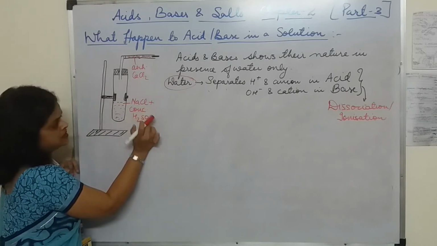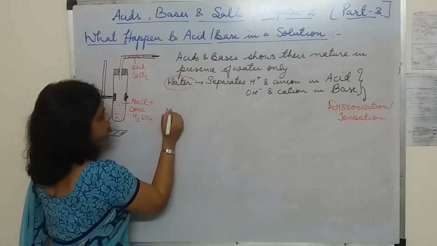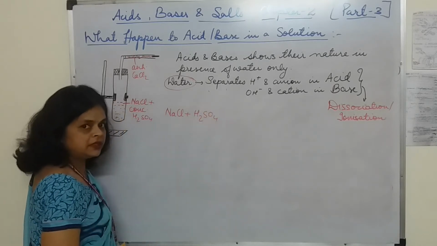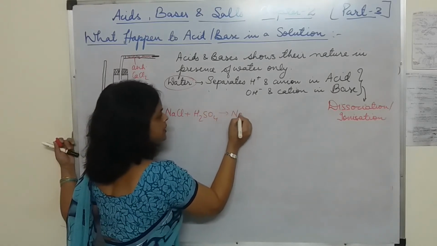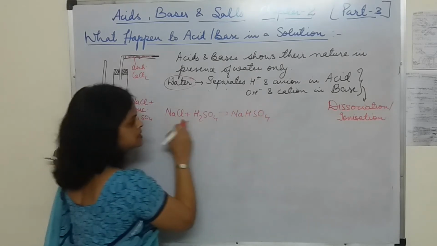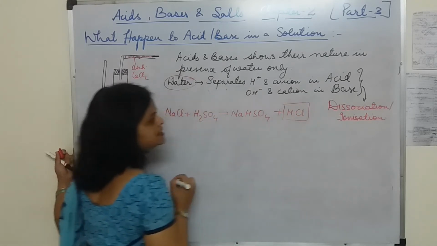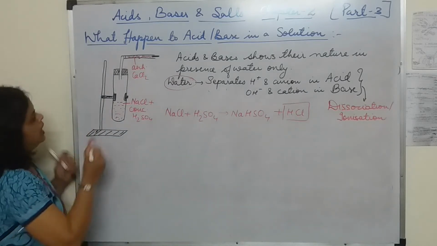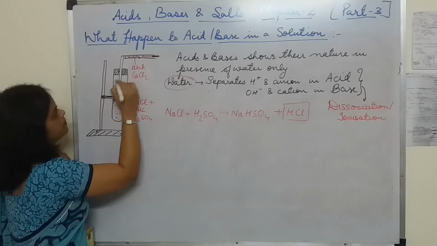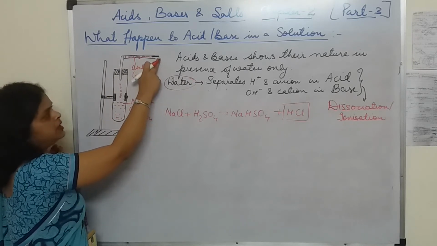When the two, NaCl and H2SO4, react, what happens? Let's write the reaction, NaCl plus H2SO4. When the two react, it forms NaHSO4 plus 1 H combines with this Cl. Okay, now we are getting HCl gas. So after the reaction, one gas is formed and it rises up through this delivery tube where it is taken out here.